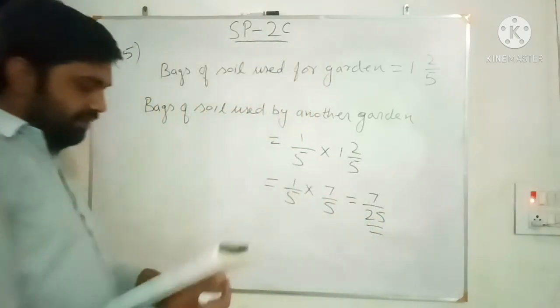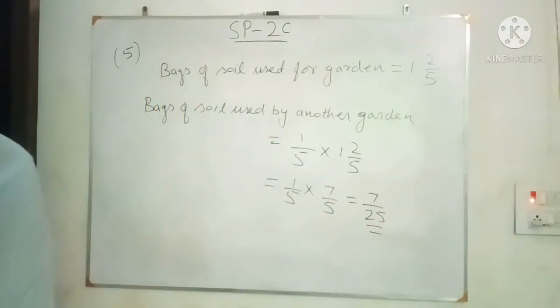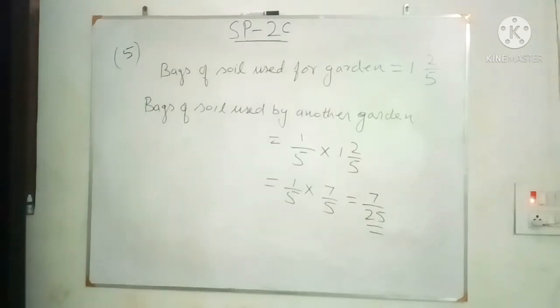So 7 by 25 bags he will use. So bags of soil used by another garden is 7 by 25.